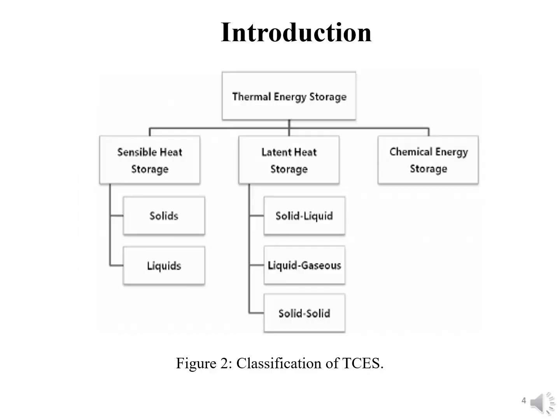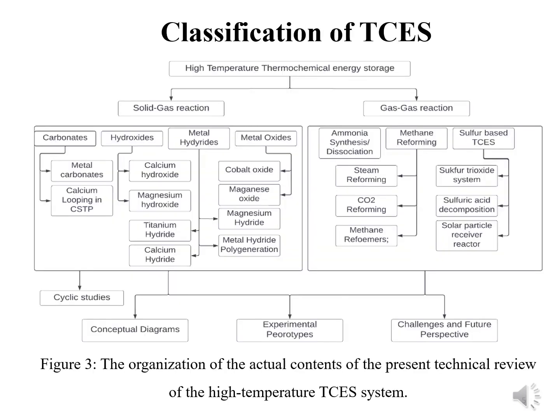Thermal energy storage is a system which stores surplus energy or heat. It is further divided into three parts, that is sensible heat storage, latent heat storage and chemical energy storage. In sensible heat storage, the heat is stored in the form of solids and liquids. In latent heat storage, it is stored in the form of solid liquid, liquid gaseous or solid solid. And the main focus of our topic is chemical energy storage, in which chemical reactions take place to store surplus energy. Figure 3 shows the high temperature thermochemical energy storage is further divided into solid gas reaction and gas-gas reaction.